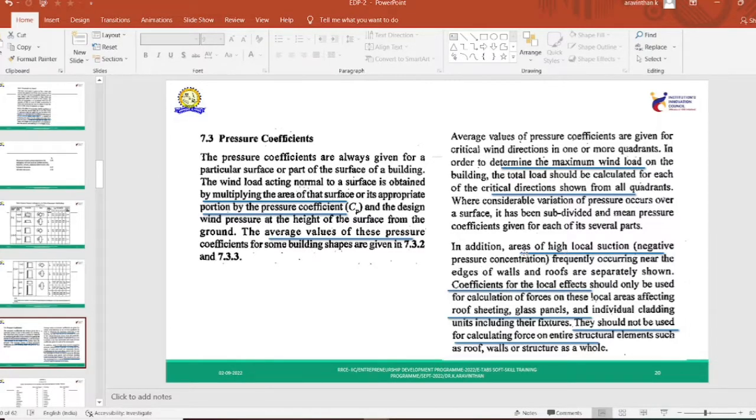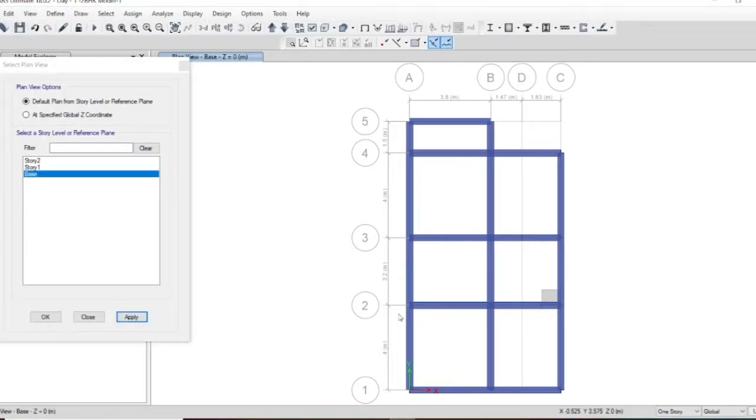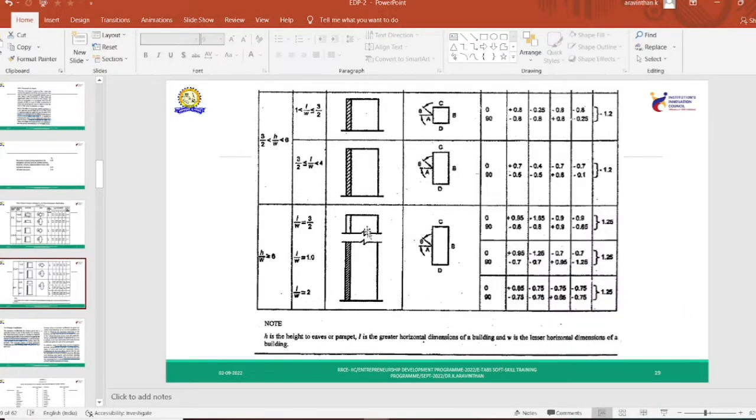Okay, in the analysis of areas of high load section, that is negative pressure, where you will be having negative pressure, this is what I said. If you are considering one direction, this direction is A. If this is A, the rest of the portions will be leeward. This is called windward, and the rest of the sides are called leeward, which will be having negative pressure coefficient. And you have another coefficient. What is that? Coefficient of local effect, which will be used only for roofing sheet, glass panels. They should not be used for the entire structural element. So you have CPE here.